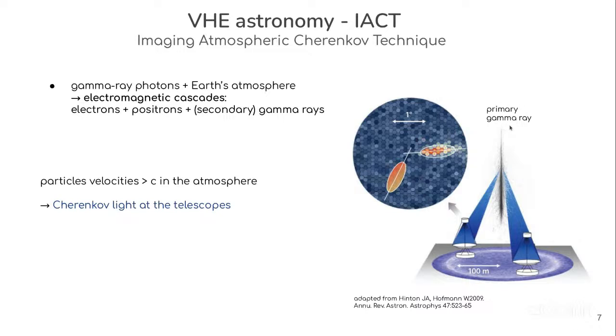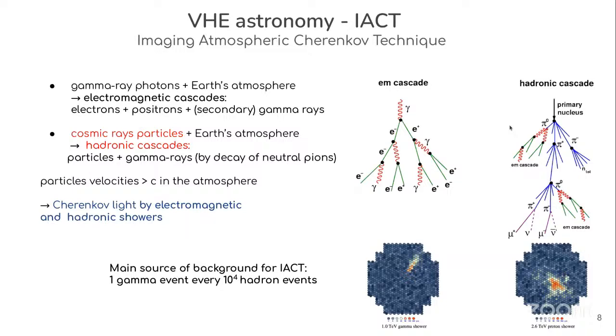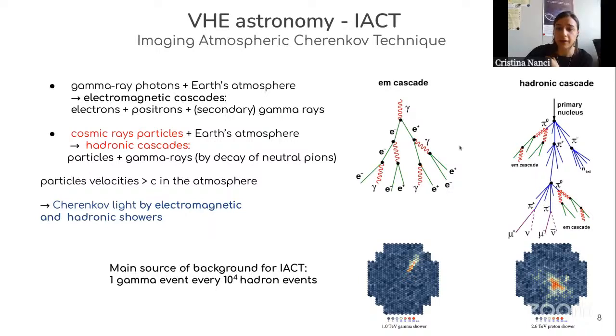ray emission. The problem of this technique is that cosmic ray particles continuously hit the Earth atmosphere, producing in a similar process different products, the so-called hadronic cascades, that also contain particles moving faster than the speed of light, and so producing Cherenkov light. Indeed, cosmic ray particles are the main source of background for EACT.